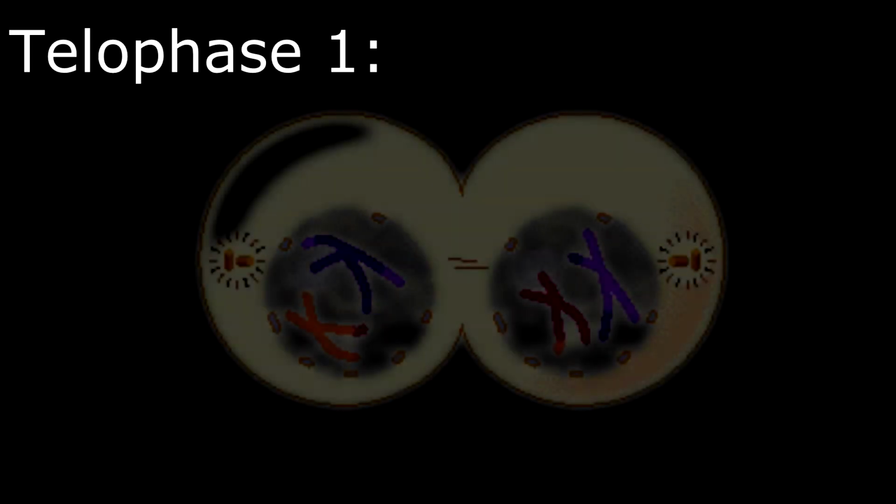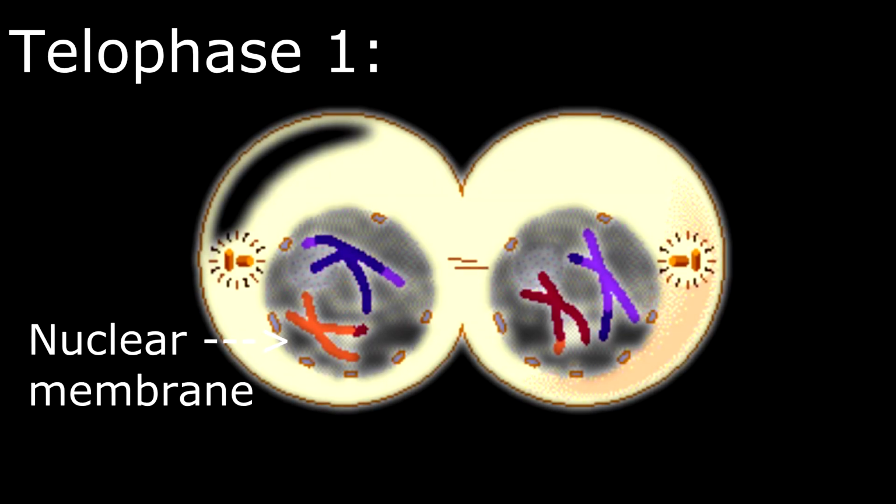During telophase 1, a nuclear membrane begins to form around each of the daughter nuclei. In each daughter nucleus, there are two sister chromatids for each chromosome.